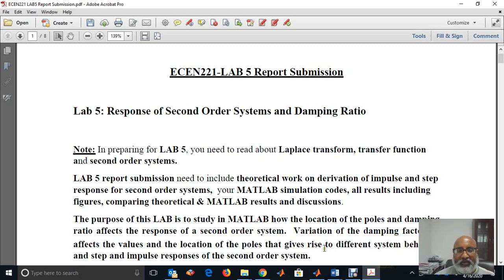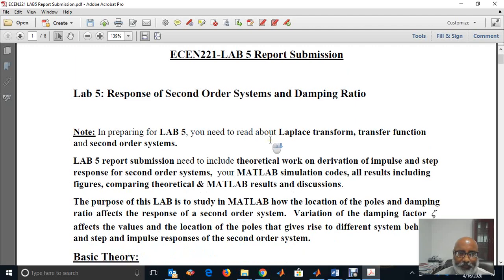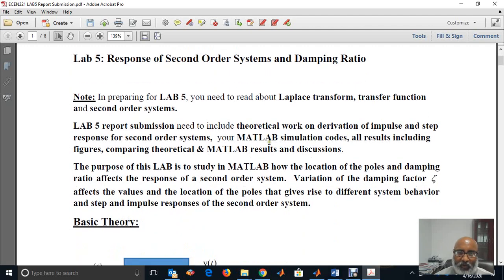Good afternoon, students. In this lab, we will discuss and study the response of second-order systems and damping ratio. In preparing for Lab 5, you need to read about the Laplace transform, transfer function, and second-order systems.